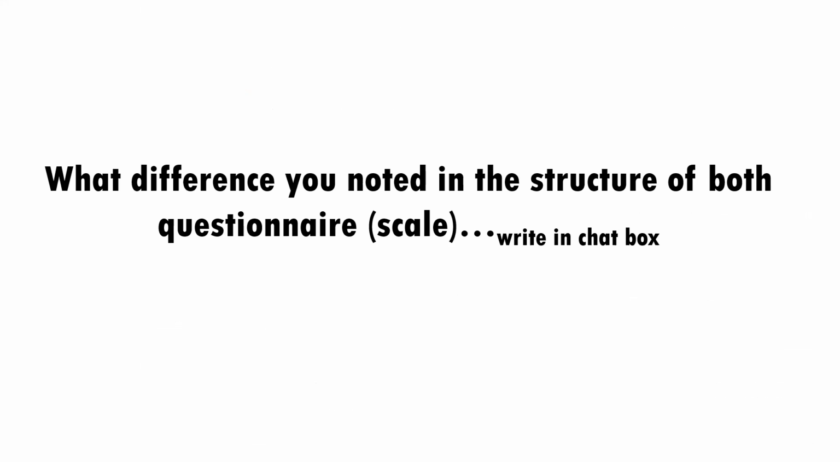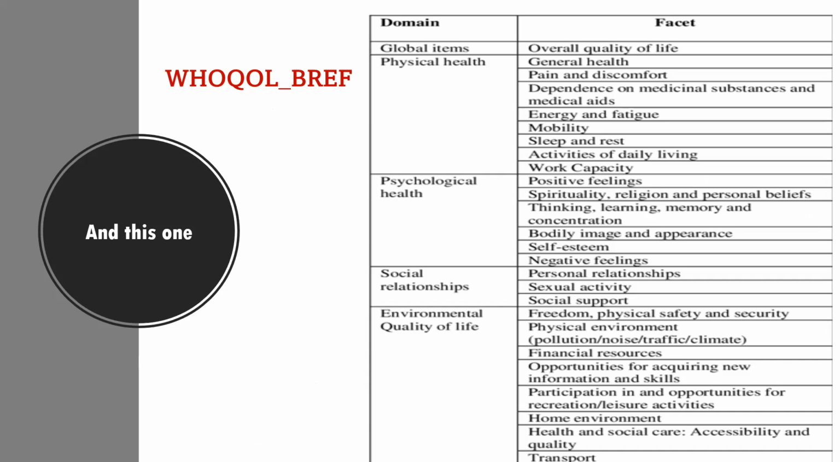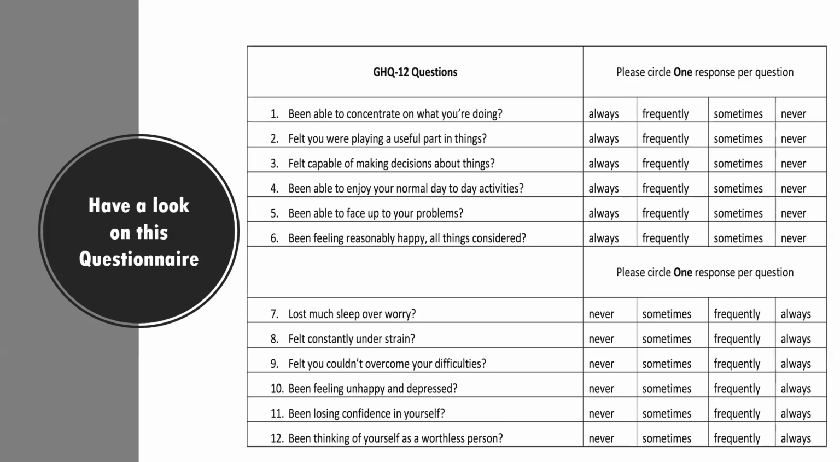Please write in the chat box. So sections, Ekta is writing, multi-domain is mentioned, Pragya is writing. So in one questionnaire, if you see this, they have mentioned domains, like physical, health, psychological, social, and environmental. And in this case, you can see that no specific domain is mentioned.